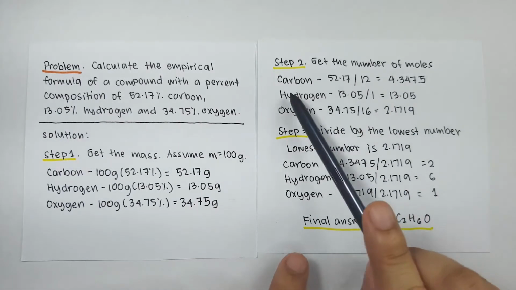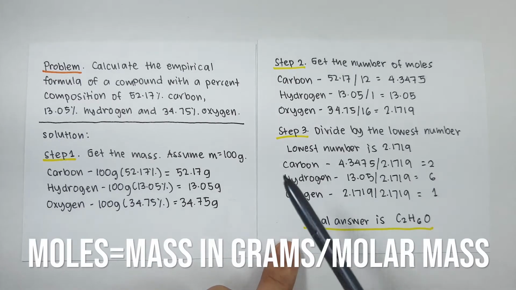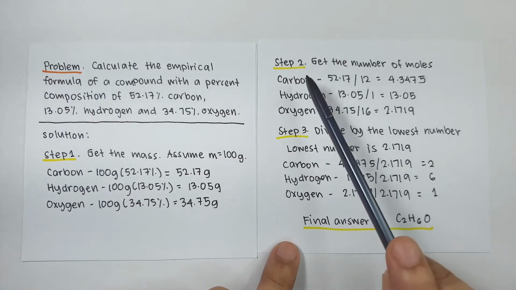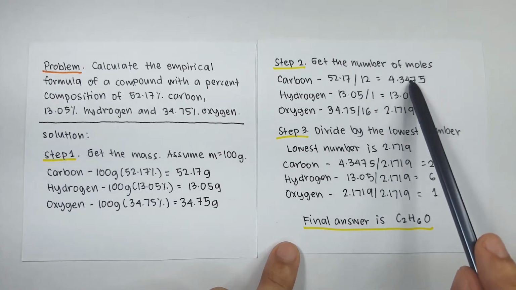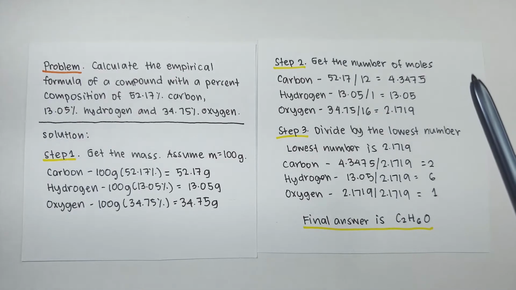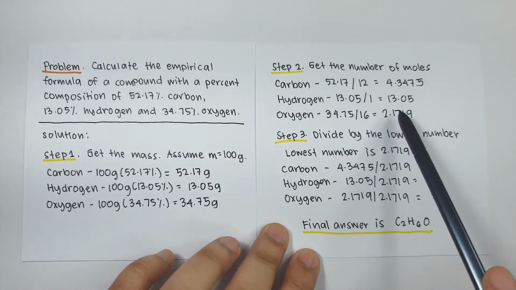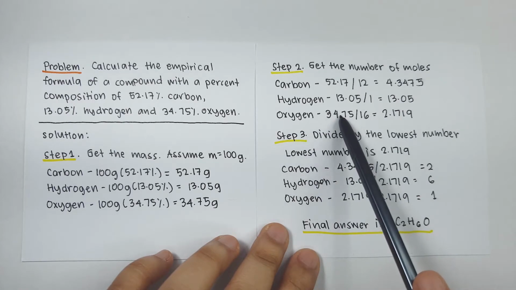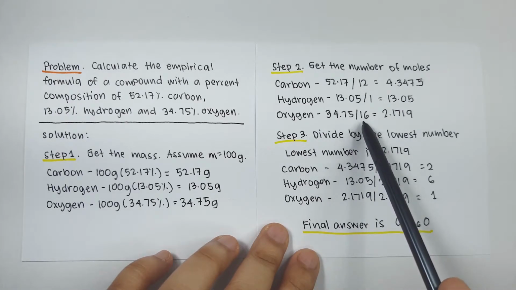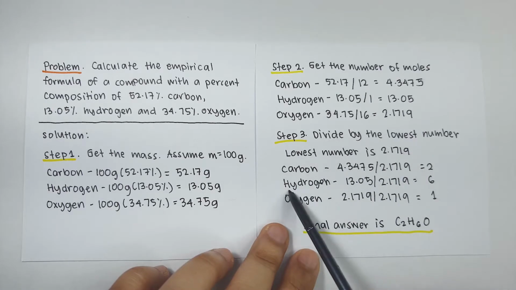Step number 2 is to get the number of moles. Take note, class, that the number of moles is equal to mass in grams divided by molar mass. So for carbon, 52.17 divided by 12, that is equal to 4.3475. Hydrogen, 13.05 divided by 1, that is equal to 13.05. Oxygen, 34.75 divided by 15, that is equal to 2.1719.